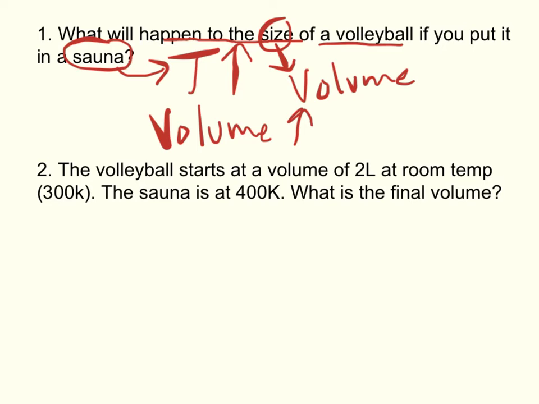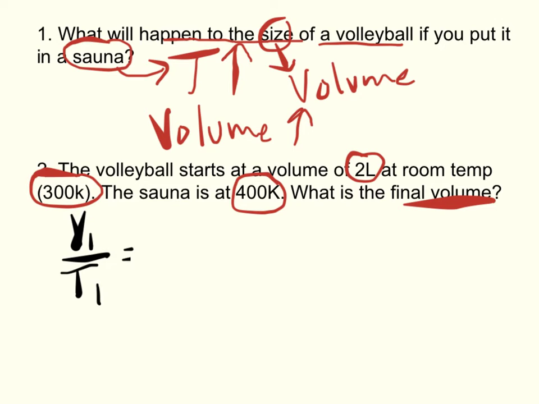Number two is a quantitative volume temperature problem. Here it tells us the volleyball starts at a volume of 2 liters at room temperature, 300 Kelvin. The sauna is at 400 Kelvin. What is the final volume after we put that volleyball in the sauna? Well, we know the equation from before. V1 over T1 equals V2 over T2.